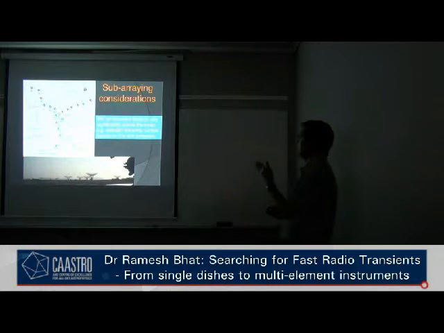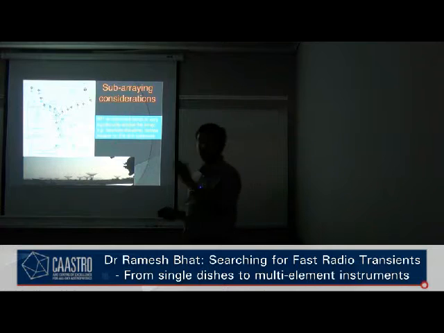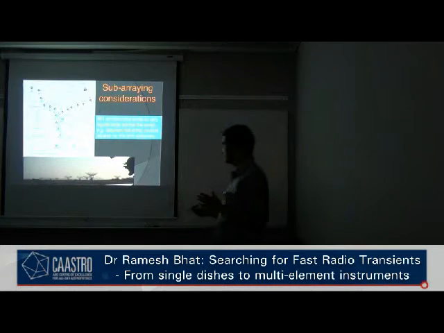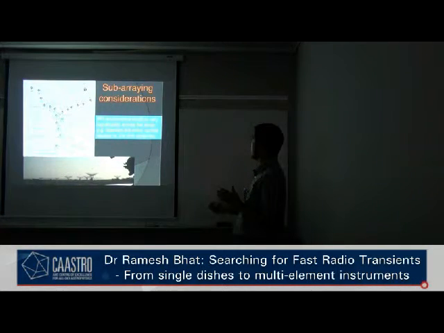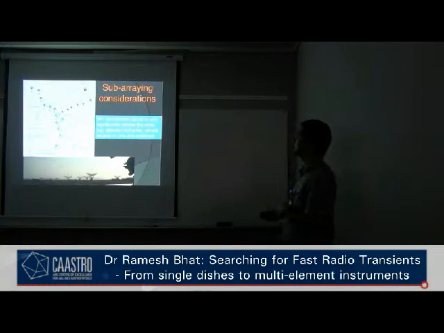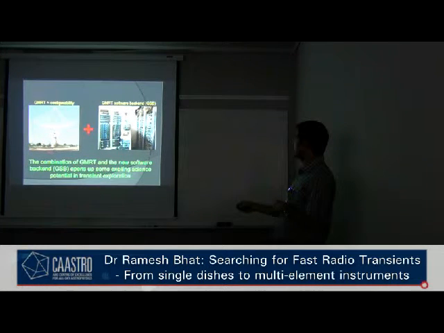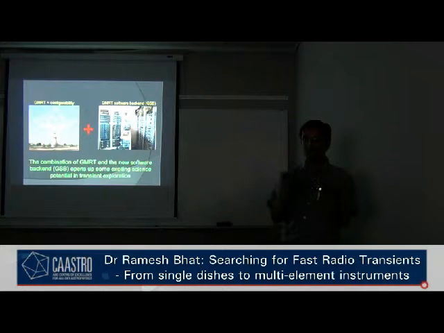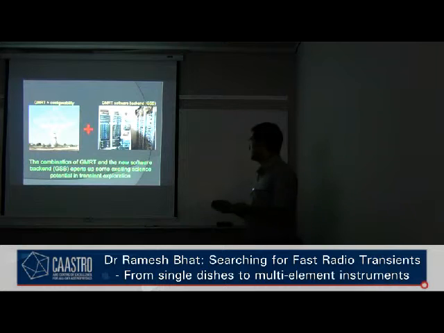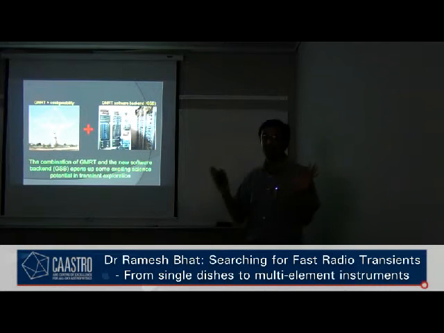So a natural way of splitting the array would be to divide it into the 3 arms, and the central group forms a different subarray. The combination of that flexibility and the fact that, with the software backend, you can get the raw voltage data from practically every element, gives you enormous flexibility to play with it offline.